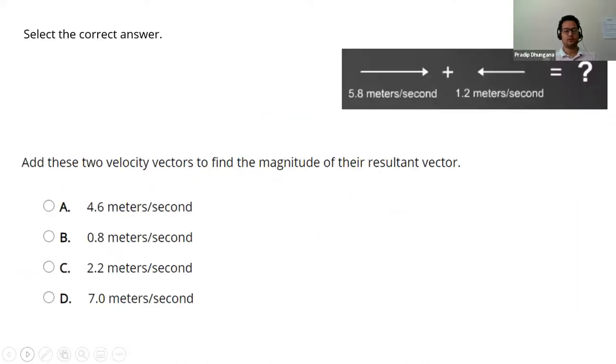Okay, let's go to the next problem. The question is, we have two vectors. We can see here 5.8 meters per second towards the east, and then 1.2 meters per second towards the west. Add these two velocity vectors to find the magnitude of their resultant vector. Whenever we are adding, we always have to take into account direction as well. This problem is straightforward, so let me launch the poll where you can answer this question. I'll give you some time to think about this problem and answer it.